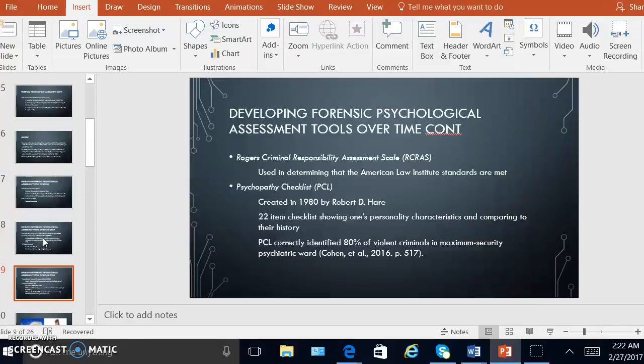You have the Rogers Criminal Responsibility Assessment Scale. It's used to determine that the American Law Institute standards are being met, which we will talk about in a minute.